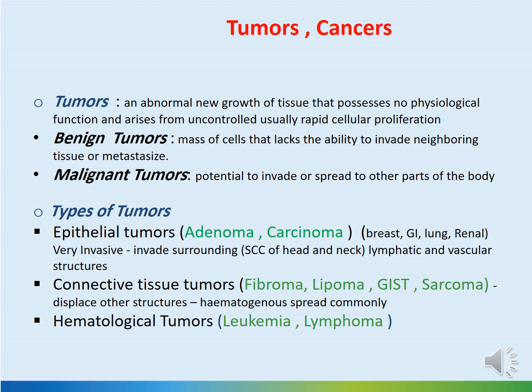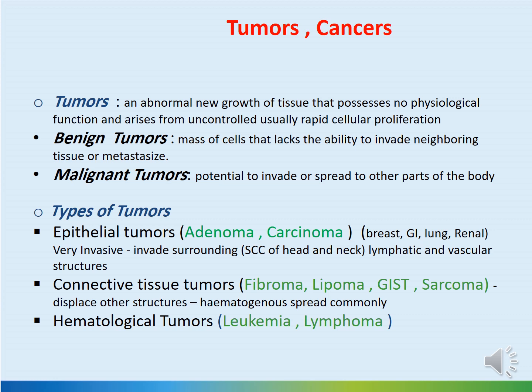So epithelial tumors, especially the cancers, the carcinomas, have the ability to metastasize, number one, to the lymph nodes around and other tissue by direct invasion, and later on, in the late stages, they will go by the blood and cause distant metastasis.